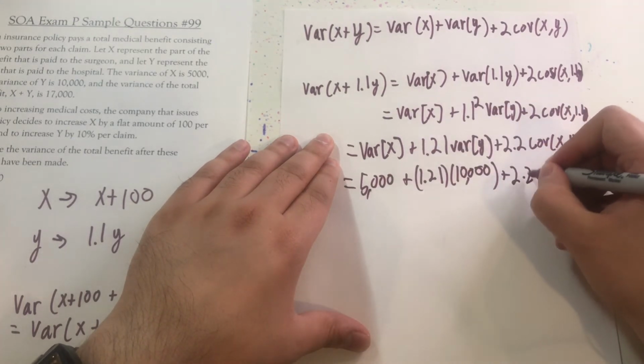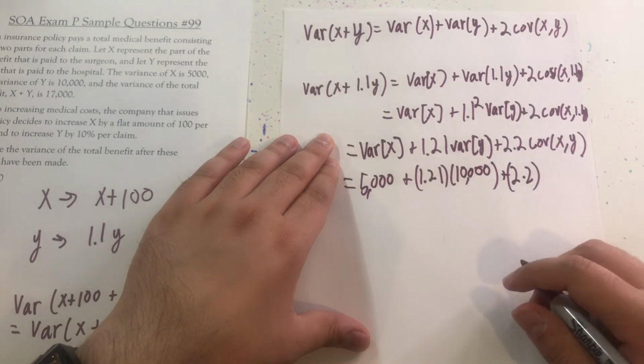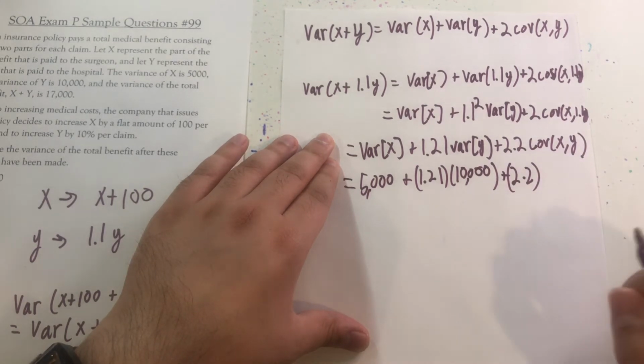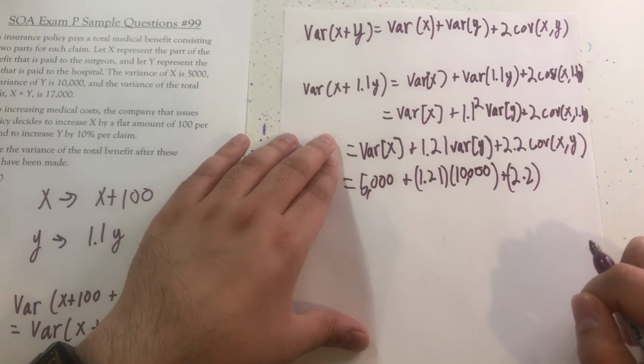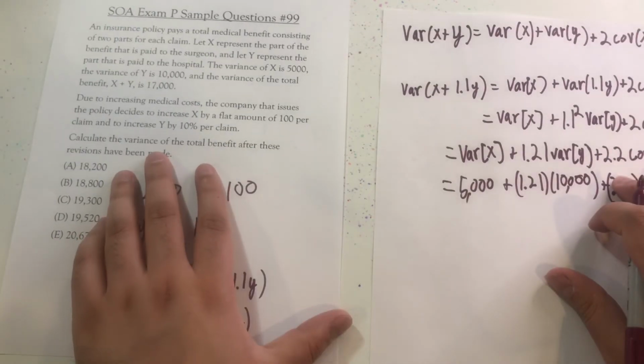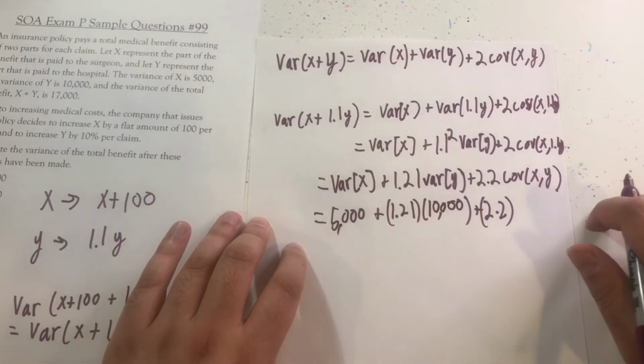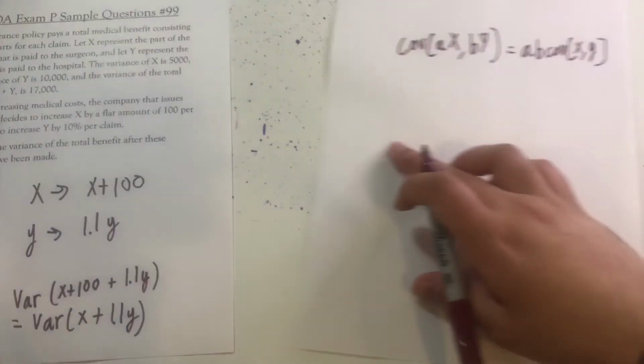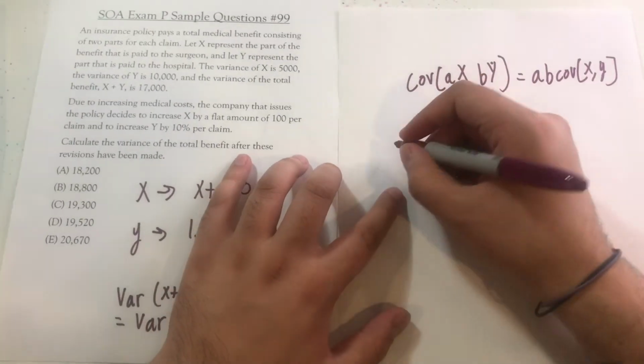Plus 2.2 times the covariance of x and y. Now, that is not given to me directly. What we're given is the variance of x plus y, and I'll use this formula to actually find the covariance of x and y. So let's do that right here.